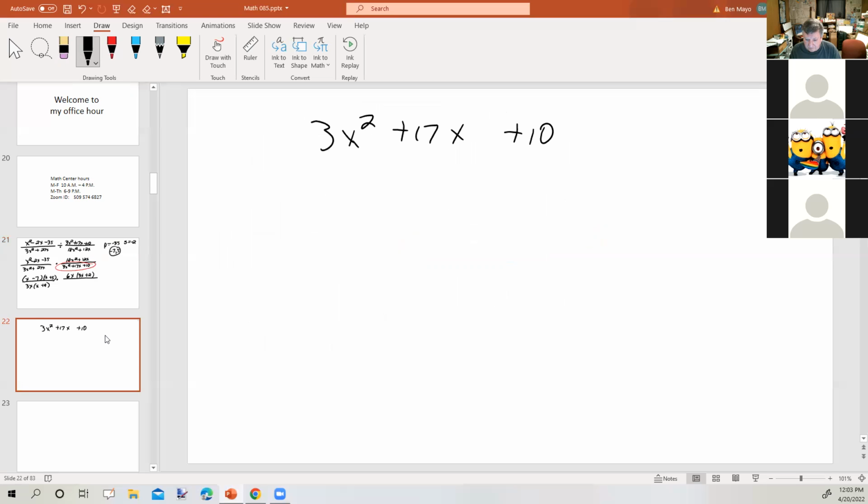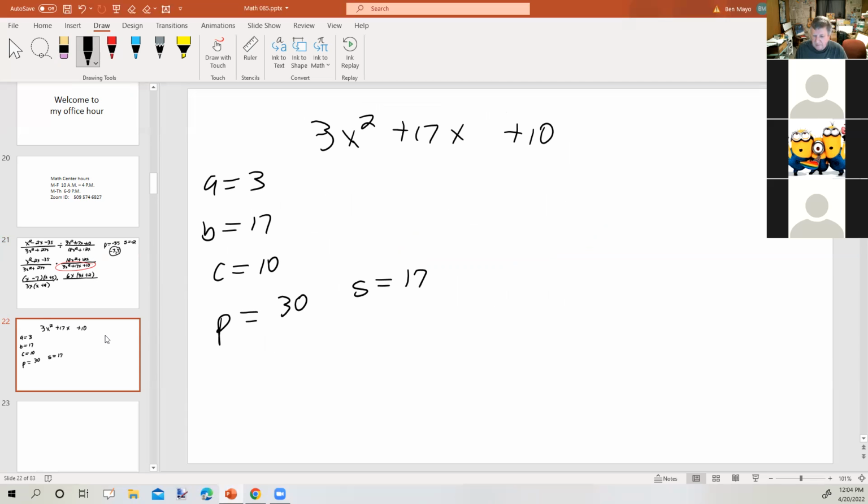I like the grouping better. Okay, that's what we'll use then. So A is 3, B is 17, and C is 10. The product is A times C, and the sum is B. So we're looking for two numbers whose product is 30 and whose sum is 17.